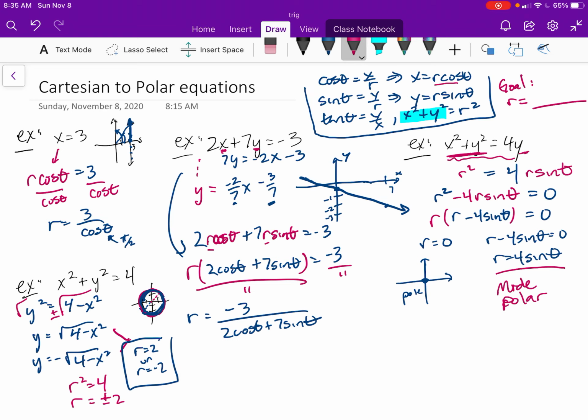I'll do that in a separate video. So try graphing r equals 4 sine theta in GeoGebra. And it should still be a circle. I don't remember. I should have graphed this before, but I bet it does this. Okay, up at 4, if I remember correctly.